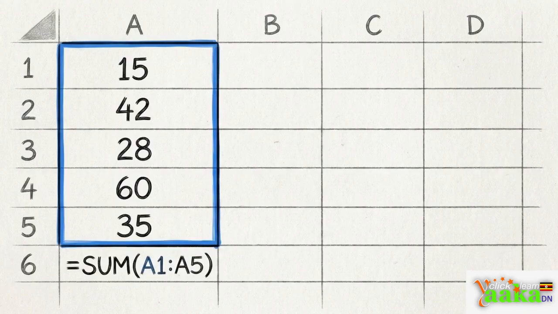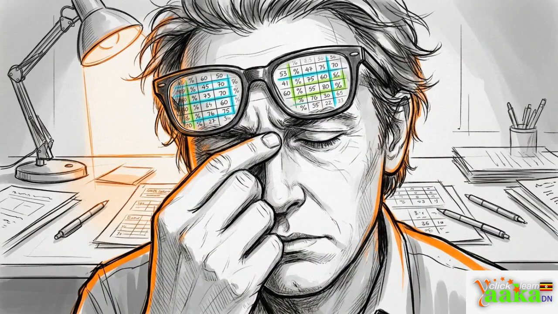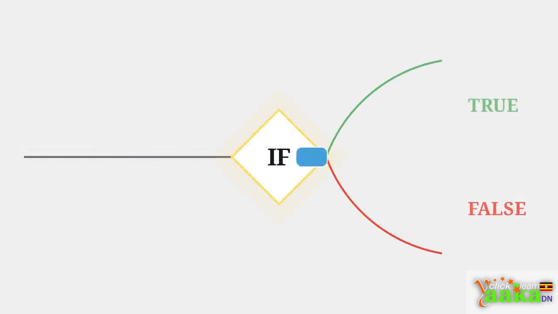In basic spreadsheets, calculating a column of numbers is simple. But imagine looking at an examination sheet for 500 students in a Kampala secondary school. If you have to manually read every score to assign a pass or fail, it will take hours. We solve this using the IF function. Think of it as a logical checkpoint.